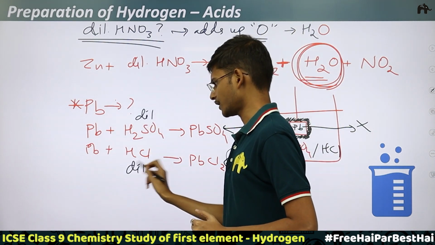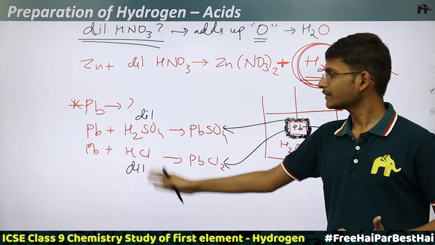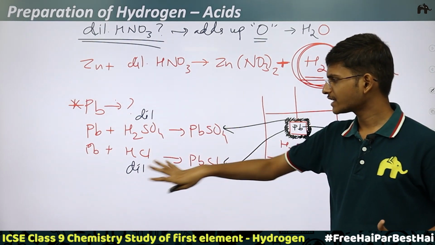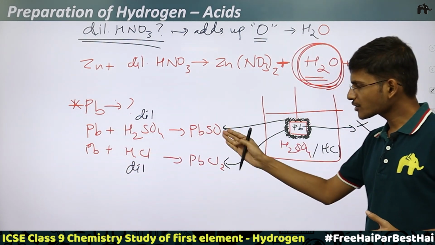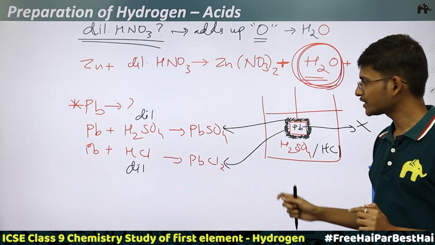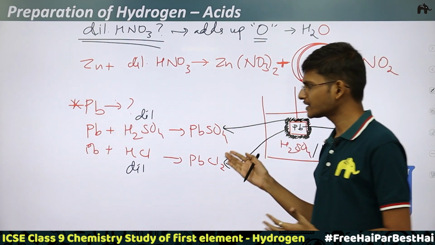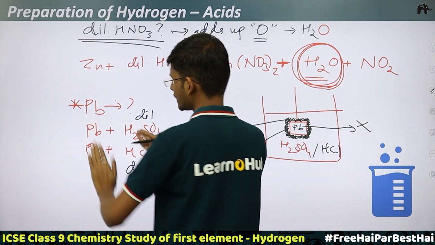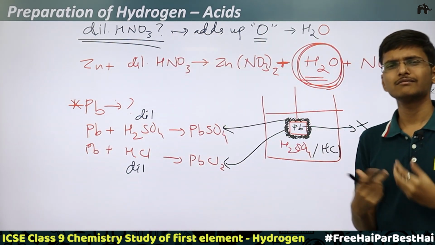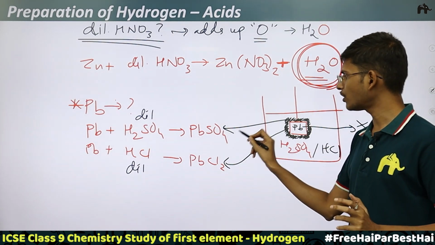But one very interesting thing: here we can use dilute hydrochloric acid or dilute sulfuric acid, but whenever we treat dilute sulfuric acid and dilute hydrochloric acid with lead, it results in the formation of sulfates and chlorides. But one thing I missed telling you, initially when this forms, obviously the lead is reacting with sulfuric acid and forming lead sulfate, so somewhat hydrogen gas would be evolved.